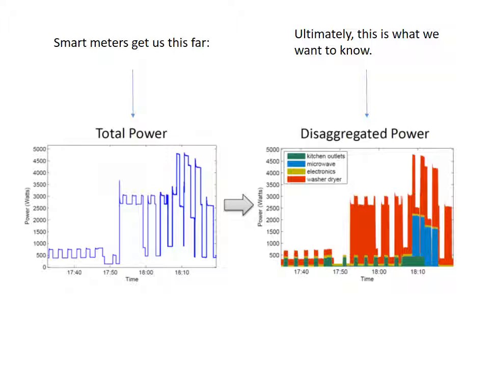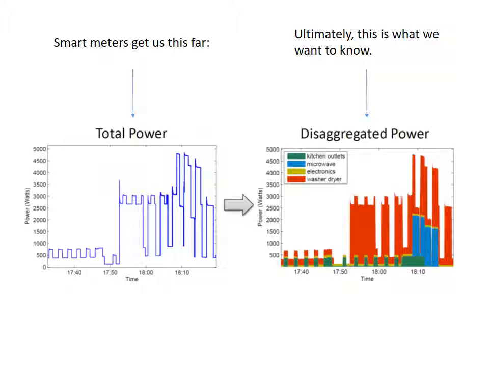And part of the reason we haven't tapped that potential is because on the household level, the information that a utility gets is a little hard to interpret, right? It just tells the utility, on a household level, the total electricity consumption for the house. So what they see is this blue line on the left, right? So power versus time.